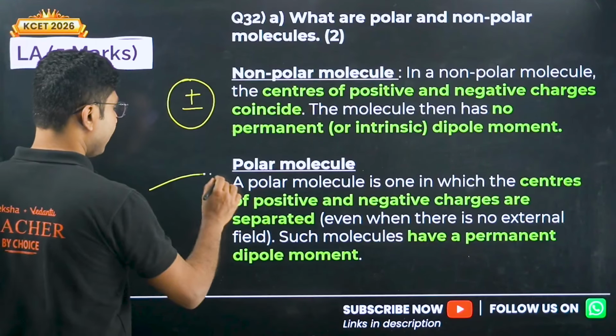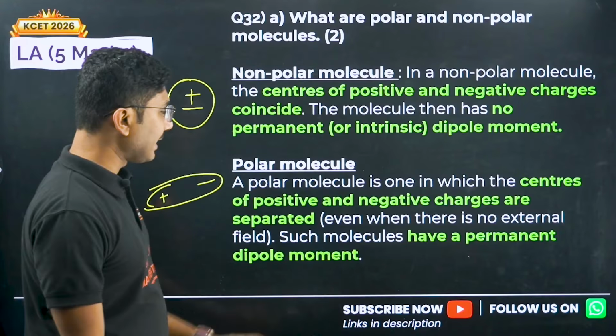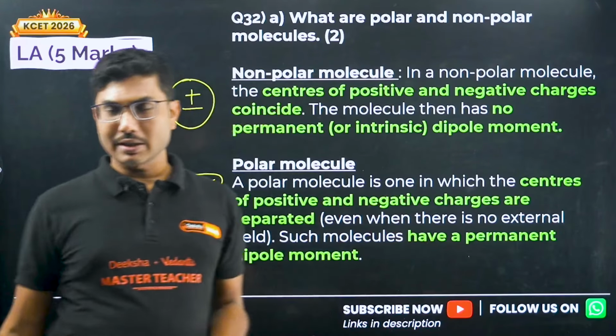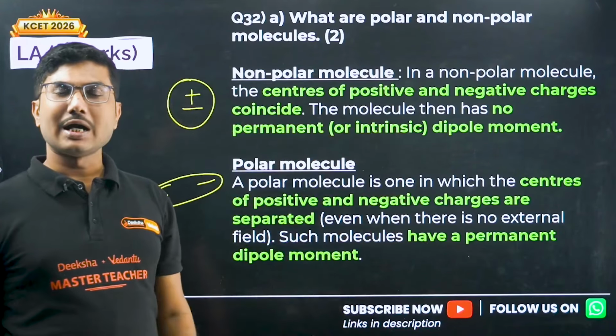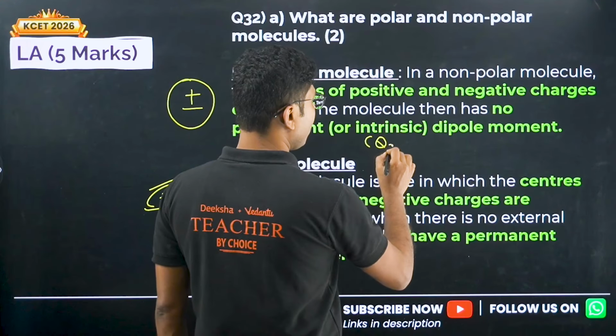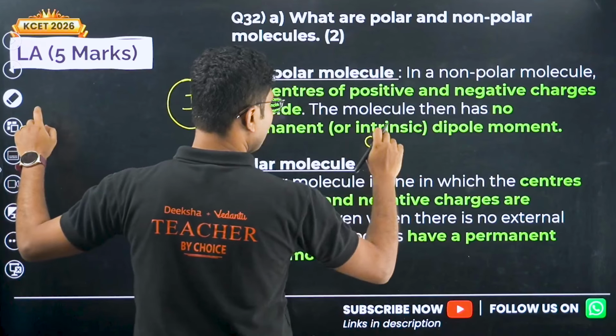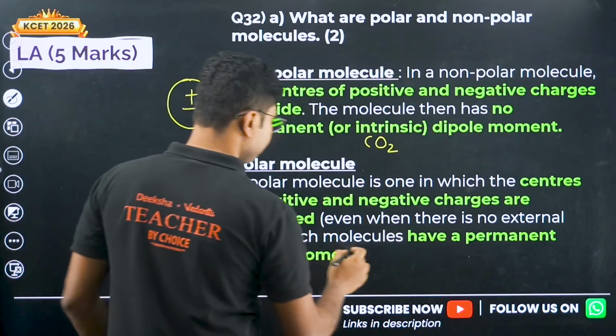Such molecules have a permanent dipole moment. So at the molecular level, a polar molecule has a permanent dipole moment. An example you can add is water. Here the example is carbon dioxide. Carbon dioxide is an example of a non-polar molecule, and water is an example of a polar molecule.